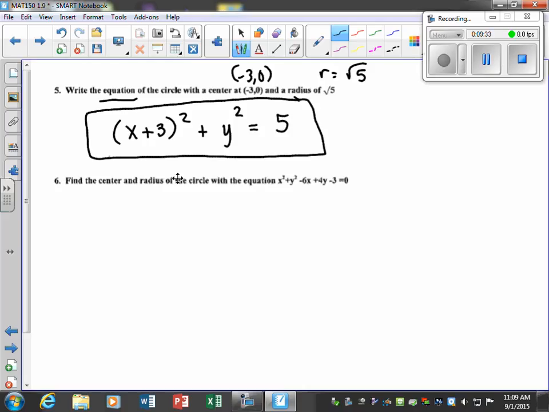And number 6, just take a deep breath on this one. If any of them you don't like, it's this one, but we're going to make it through it. Find the center and radius of a circle with the equation. Let's rewrite everything so that it's a little bit bigger. x squared plus y squared minus 6x plus 4y minus 3 equals 0.